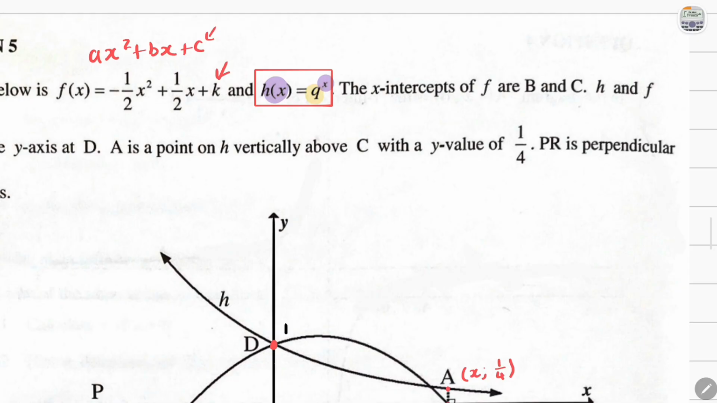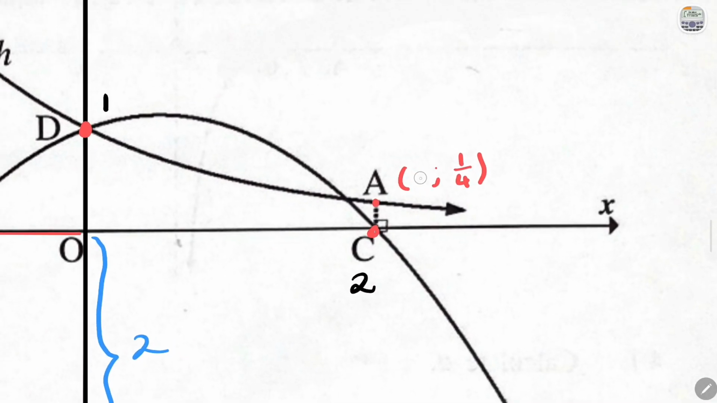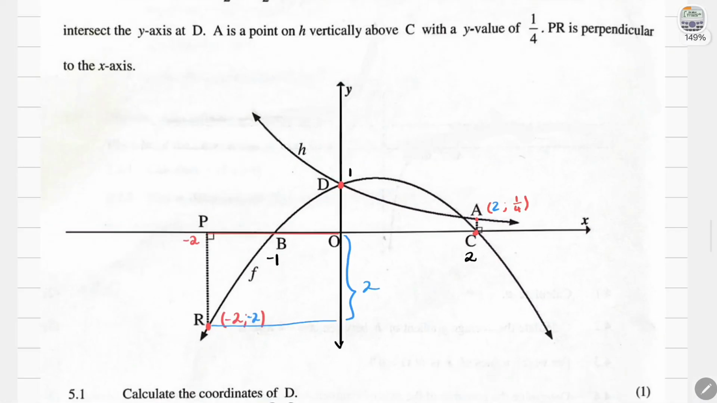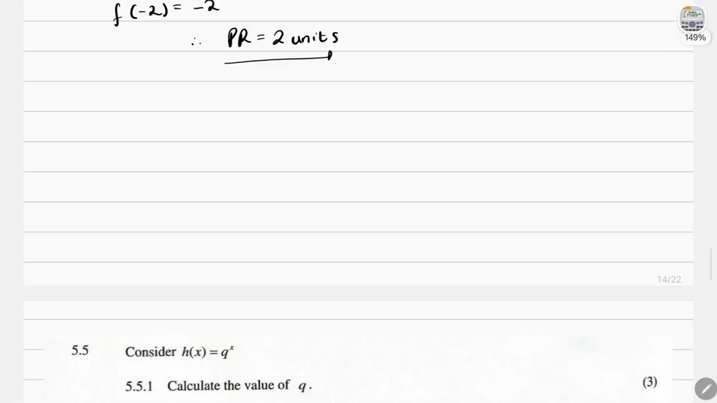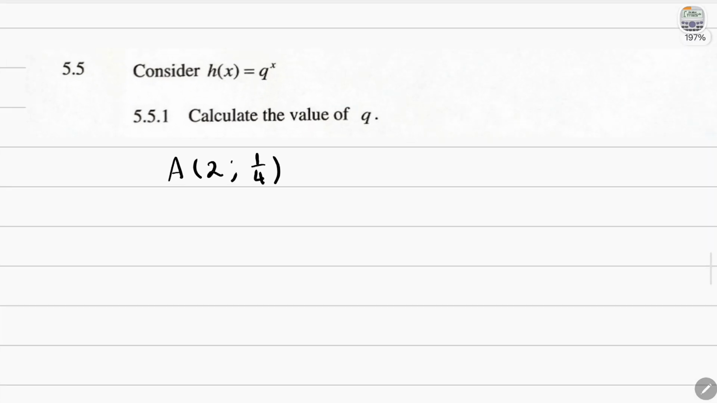So in order to find q, we can just substitute this point A on the graph. Now that we will know that A is actually 2 and 1/4. So let's go ahead and tell them that A first is 2 and 1/4, and then we'll substitute it into the equation of h.